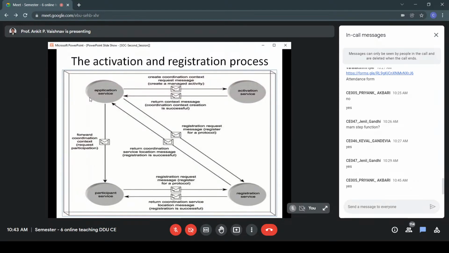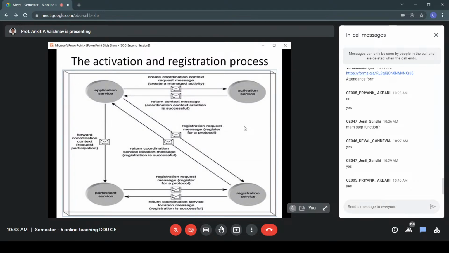Plus, it can also register for a particular protocol. As I discussed yesterday, there are various protocols available depending upon whether you are using WS atomic transaction or you are using WS business activity. Depending upon the type of coordinator, the protocol will change. Fine. It is also possible that a service can register for multiple protocols if required, right? So that is about activation service.